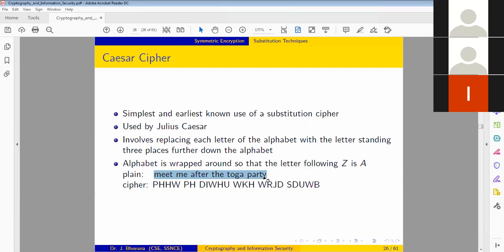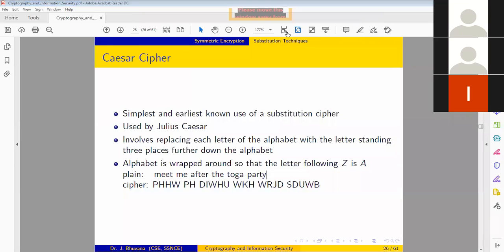What if I get to the end of the alphabetical order? Say Y. Do I have any letter beyond Z to add, to get the third letter down the alphabetical order? No, I don't have any letter beyond Z. So I will come back in a circular manner.